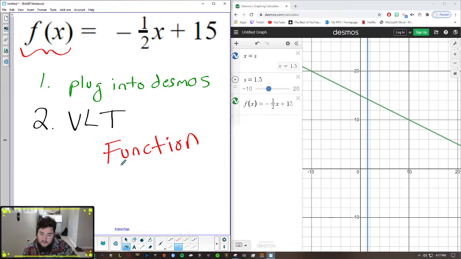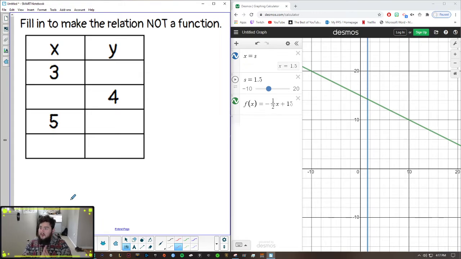Function. Step 1, plug it into Desmos. Step 2, do the vertical line test. Okay, here we go. Copy this down.